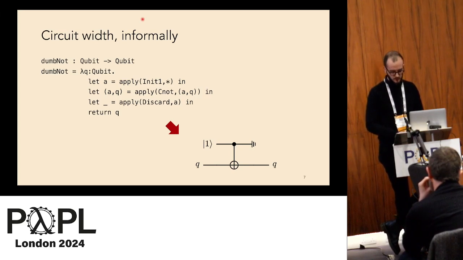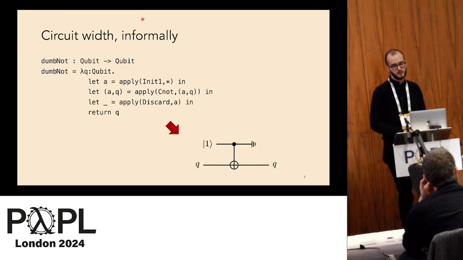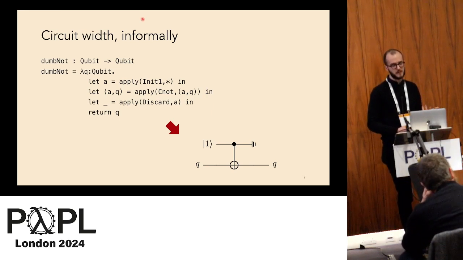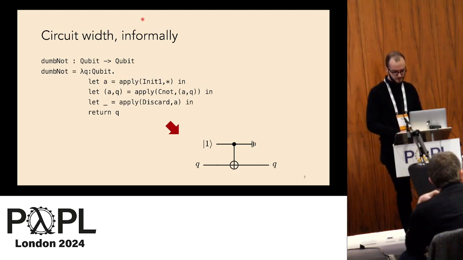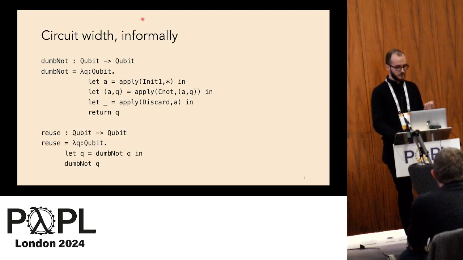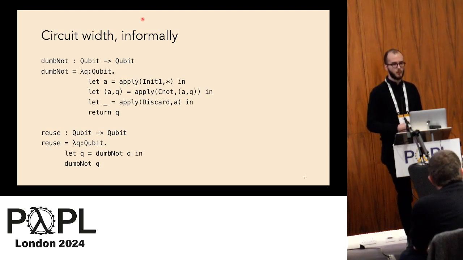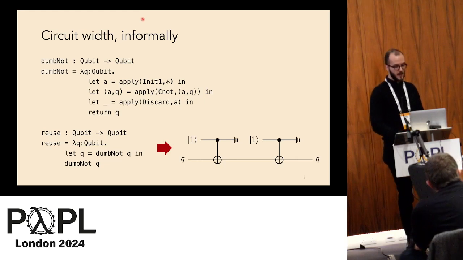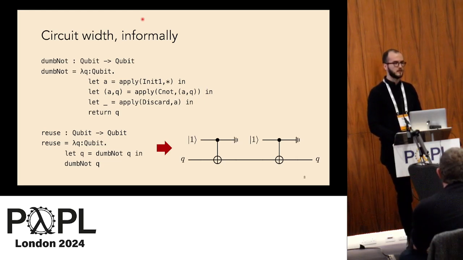And it's very easy to see that the circuit has width 2, because we have one input qubit, and then we initialize an additional qubit, and then it's very easy to conclude that the overall width is 2. But then we might want to take this function and apply it twice to the same input, getting a circuit that looks like this. And in this case, we have one input qubit and 2 initializations, but still the width is 2, because we discard the auxiliary qubit before we initialize the new one, and so we can do some form of recycling.